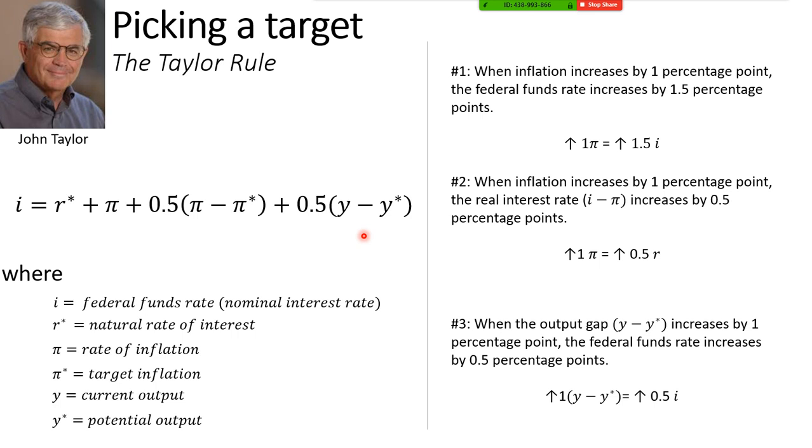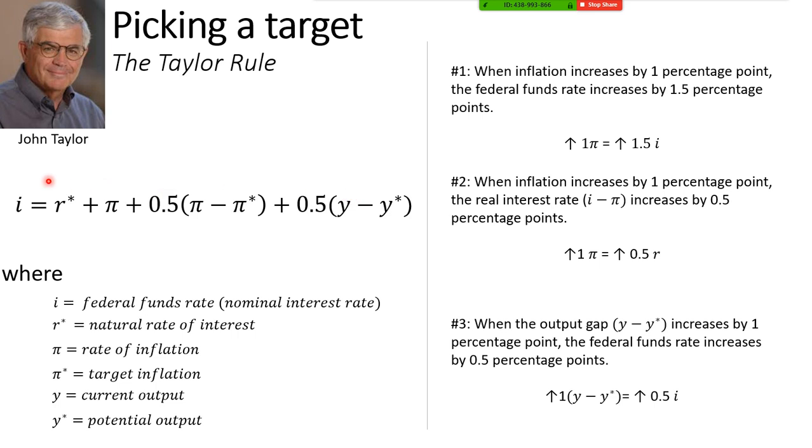And when that happens, notice, if this whole term was to go up by 1, then in order to find out what happens to the federal funds rate, assuming that everything else stays the same, we'd say, okay, well, this is 1 times 0.5. So the federal funds rate goes up by 0.5 percentage points, all else equal.